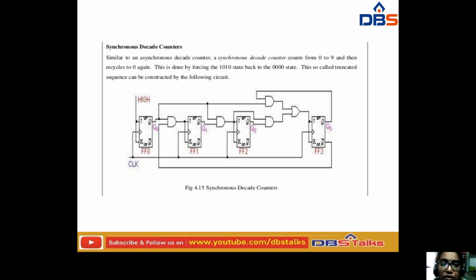So this is done by forcing the 1010 state back to the 0000 state. So we can say this one is a truncated sequence, and by constructing this circuit we can say this one is a synchronous decade counter.